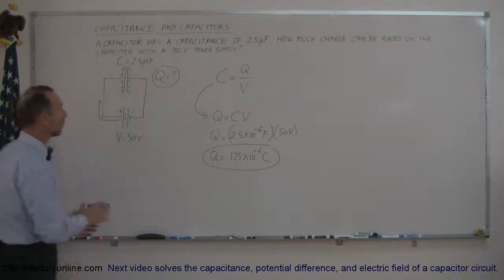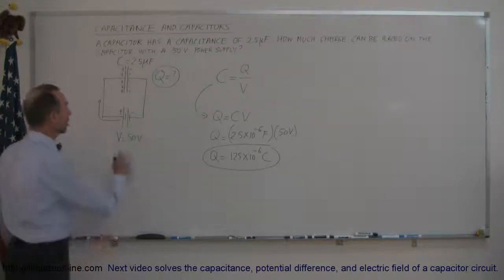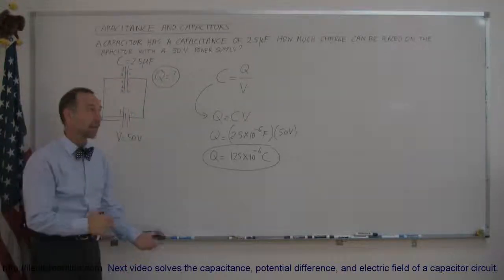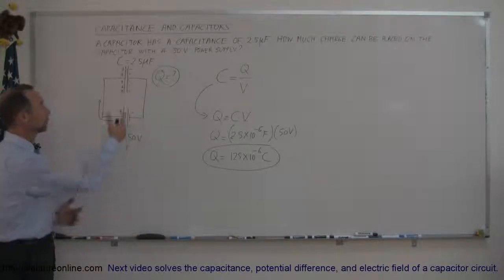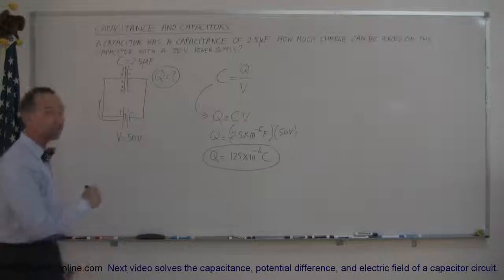So with a 50 volt power supply, you can push 125 times 10 to the minus 6 coulombs on a capacitor with a capacitance of 2.5 microfarads. And that's a good example of how to use the definition of capacitance to work something out like that. All right, let's do another example.